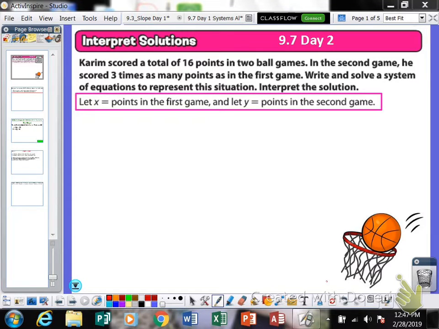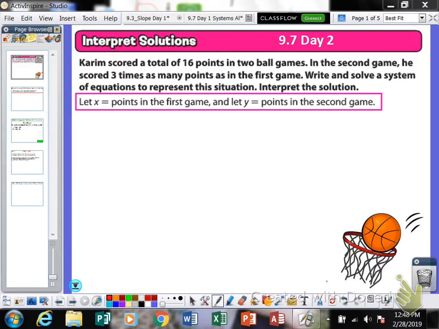Alright, so the second part of 9-7, we are still going to be looking at solving systems of equations, but rather now we have to interpret these word problems and come up with our own system of equations based off of the information that they are giving us.